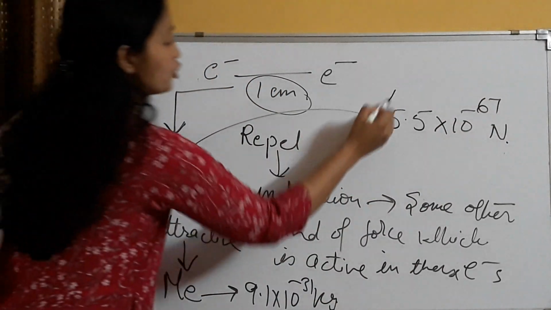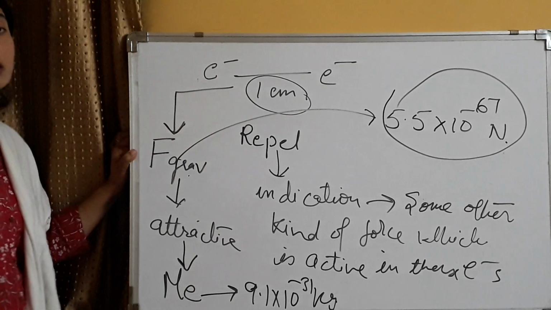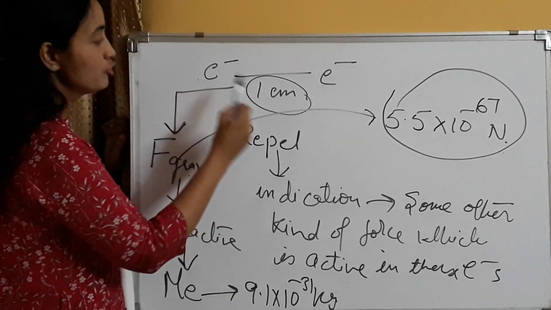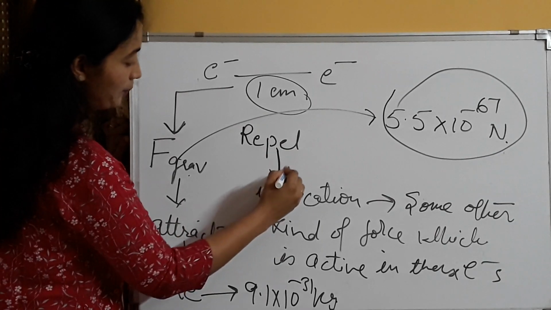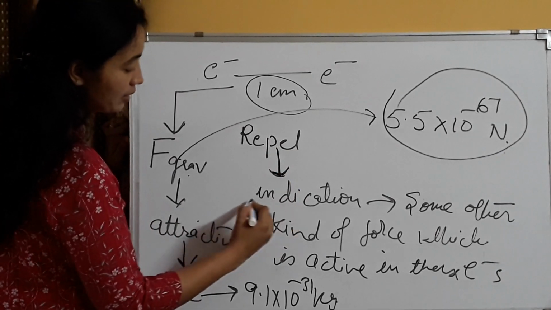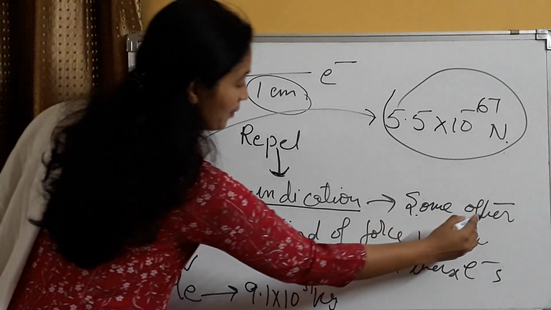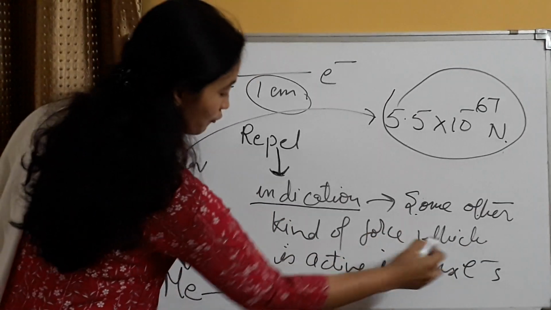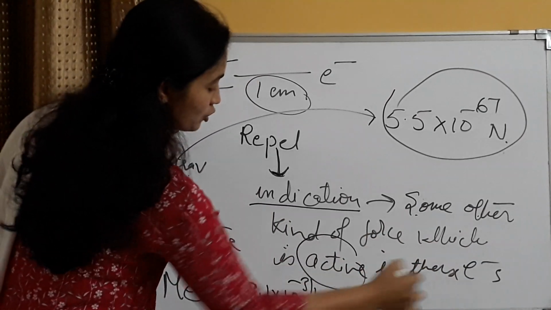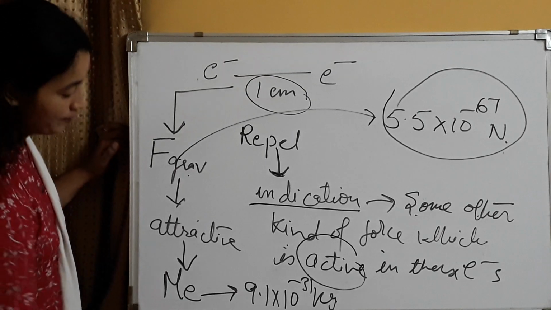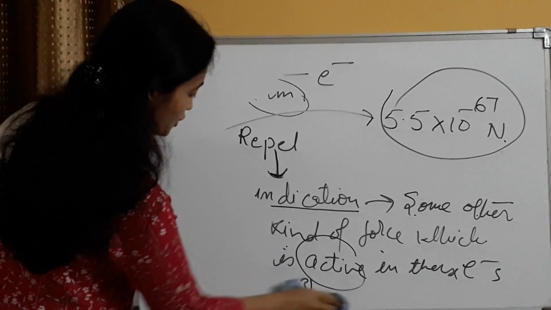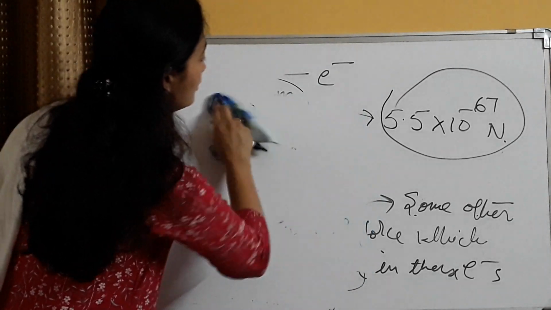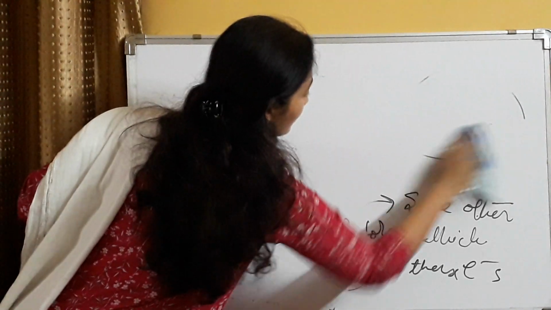Still, this magnitude of gravitational force is not enough to make them attract each other. As I told you, they are actually repelling each other. This repulsion is the indication that some other kind of force is active in between these electrons. Now, the question arises, which is this force which is making them repel each other?